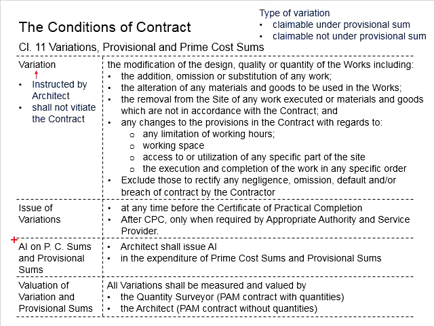The next clause is talking about how the prime cost sum and the provisional sum are recognized. The PC sum here means the prime cost sum. The expenditure of the prime cost sum and the provisional sum only happens when the architect issues the architect's instructions. Without the architect's instructions, the contractor is unable to claim for the relevant costs.